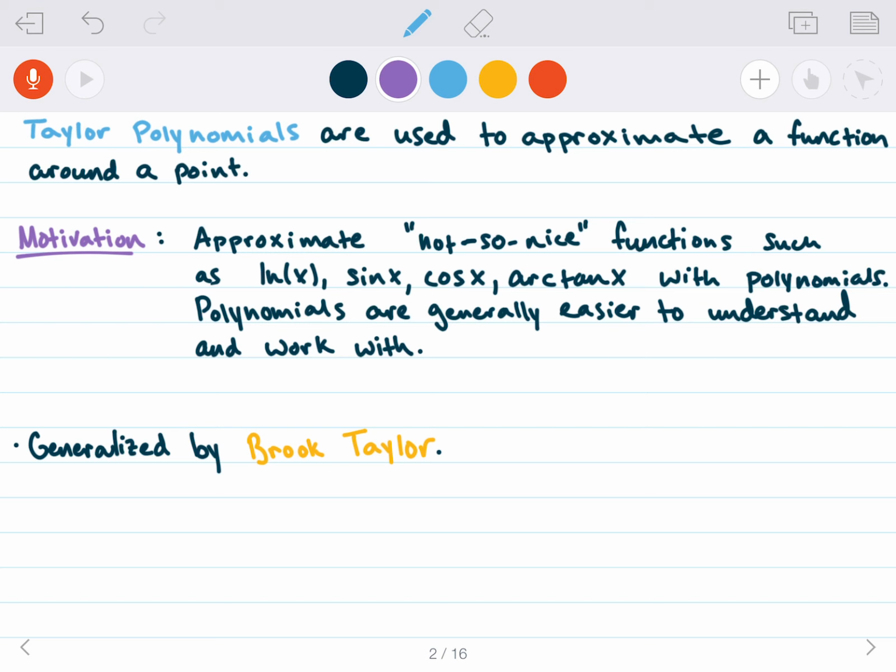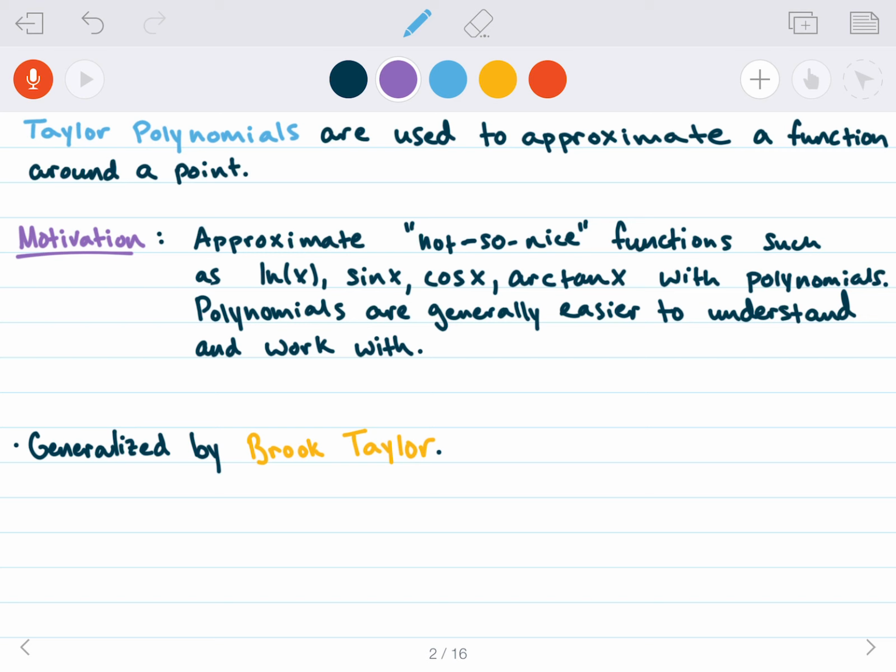And just as a little side note, the Taylor polynomial, the Taylor series, was generalized by a mathematician named Brook Taylor, and he came up with these ideas when he was working with oscillations. Sine and cosine functions model oscillations quite well, and so he was looking for a way to simplify some processes with that. So that's a little bit about the motivation. So basically, Taylor polynomials are just used to approximate more complicated quote-unquote functions around a point.